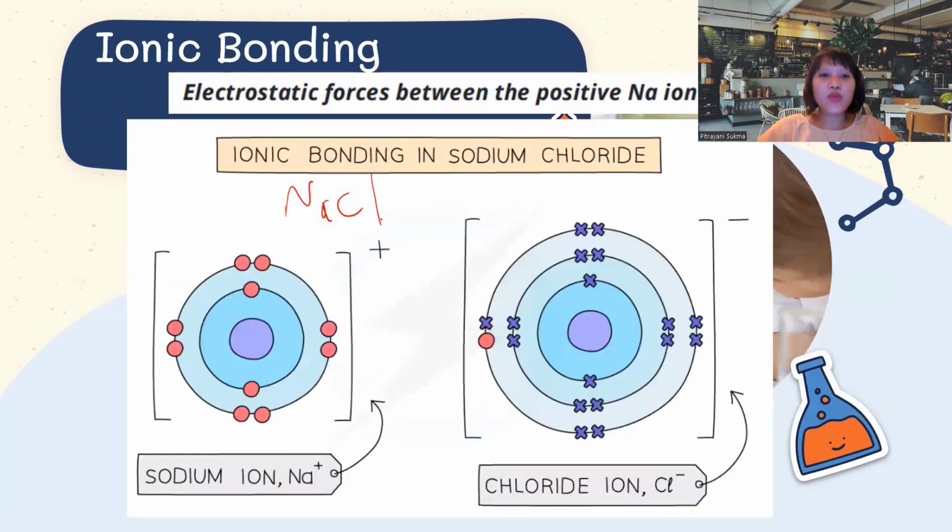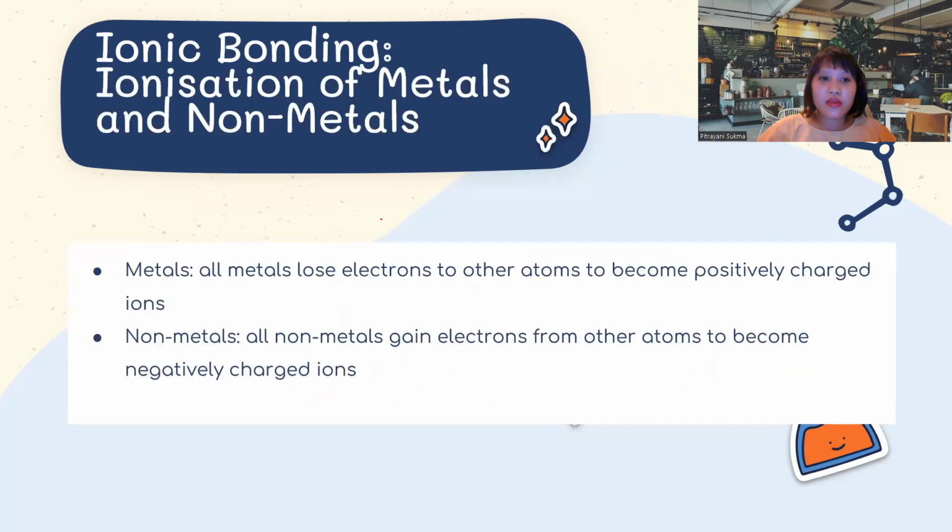So as we can see, sodium is a metal and chlorine is a non-metal. Ionic bonding happens between a metal and a non-metal, because metals lose electrons easily and non-metals gain electrons easily. So let's review: all metals lose electrons to other atoms to become positively charged ions. All non-metals gain electrons from other atoms to become negatively charged ions.